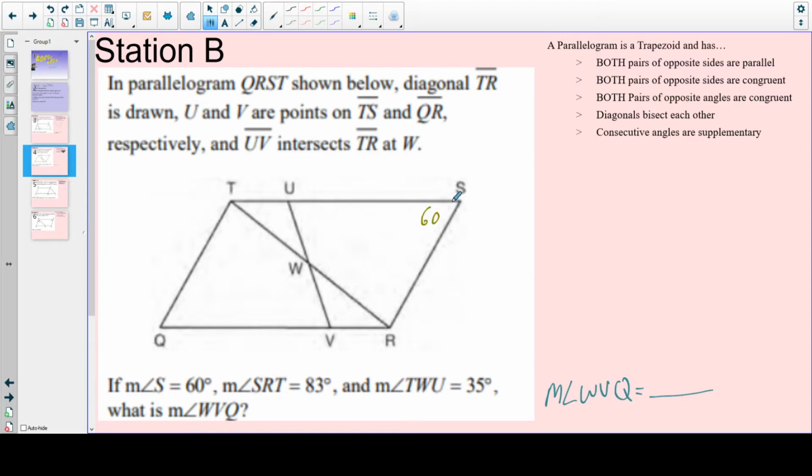We actually might be able to do this a little bit easier. SRT is 83 degrees, right? And then TWU is 35. So this little guy over here is 35 degrees. So we want to find WVQ. WVQ, that's this angle. So we're looking for this angle.